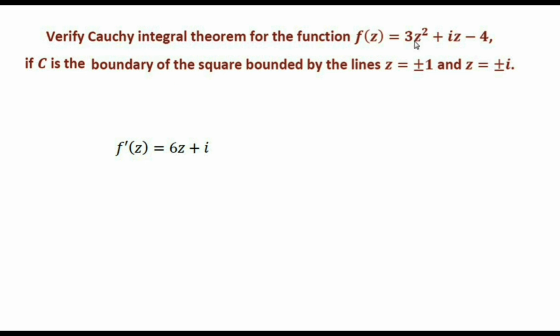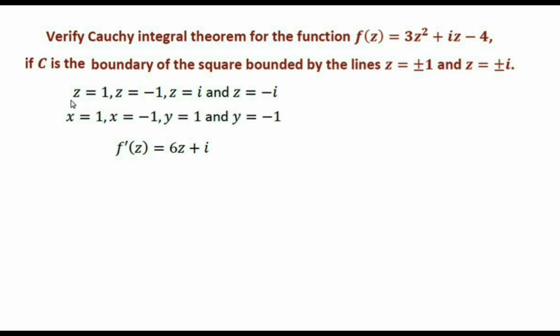Here we are given the complex function f of z = 3z² + iz − 4. Let C be the square bounded by the lines z equals 1, z equals −1, z equals i, z equals −i. z equals 1 means x equals 1. Since we know that the complex variable z = x + iy equals 1 + i0, by comparison we have the real part x equals 1, which is the only non-zero value.